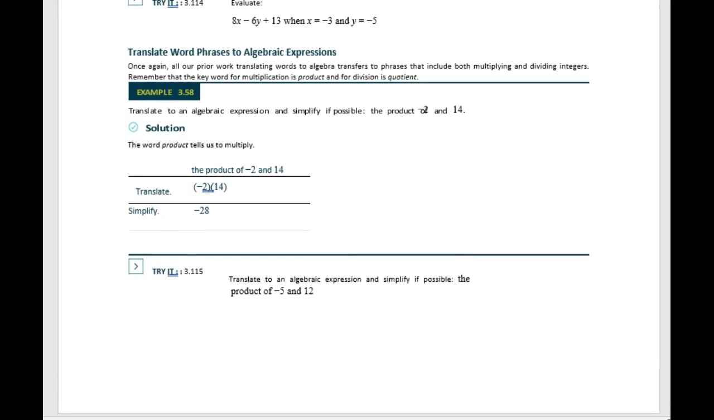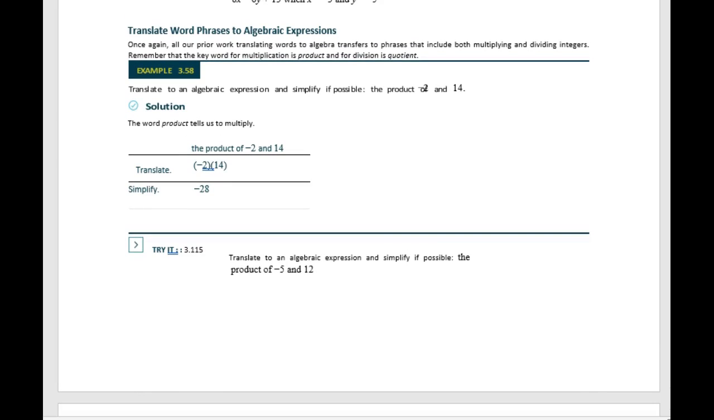Now we're going to be working on that final learning target, which is translating word phrases to algebraic expressions. So here, I'm given words, and I have to turn it into algebra. So the first thing we always have to figure out is what words am I being asked to do? So translate to an algebraic expression and simplify if possible: the product of negative 2 and 14. Well, first we have to think, okay, what does product tell me to do? Product tells me to multiply. So I know I'm multiplying these two values, and then I can go ahead and simplify. And I see that one is negative and one is positive, so I will end up with a negative result. So here's one that I want you to try. Go ahead and try this one and see what you can come up with.